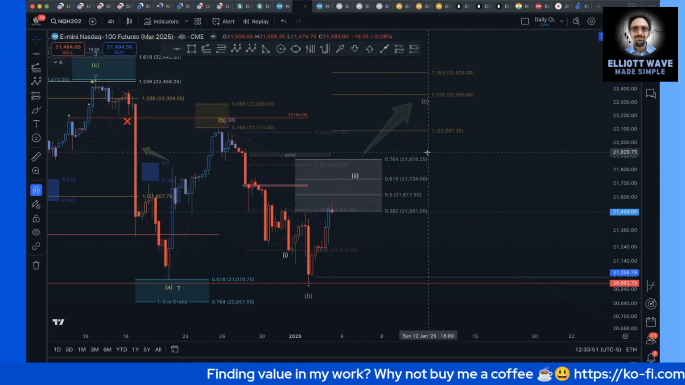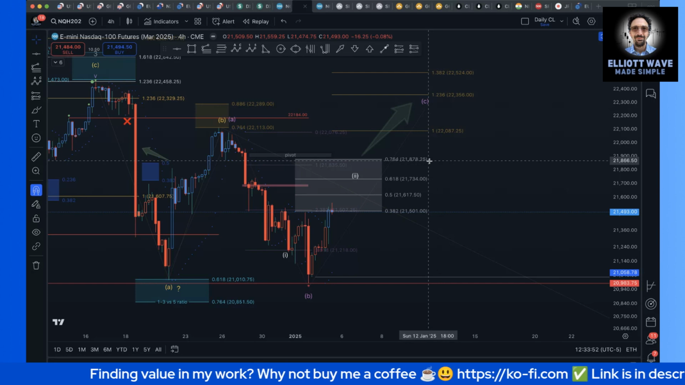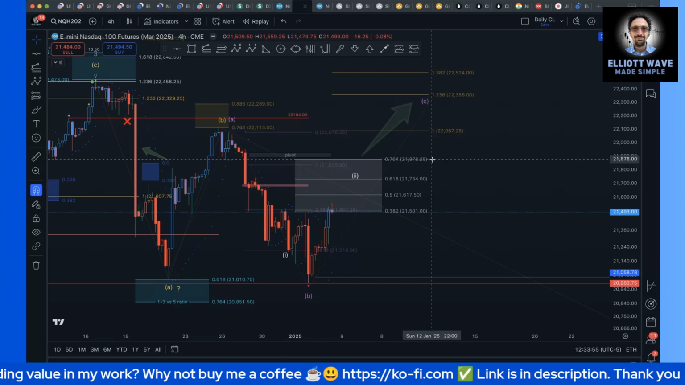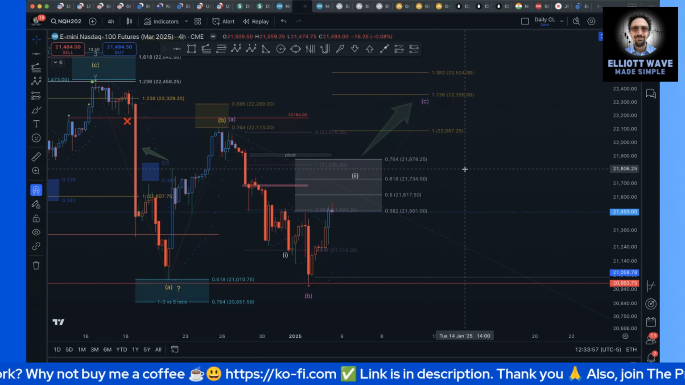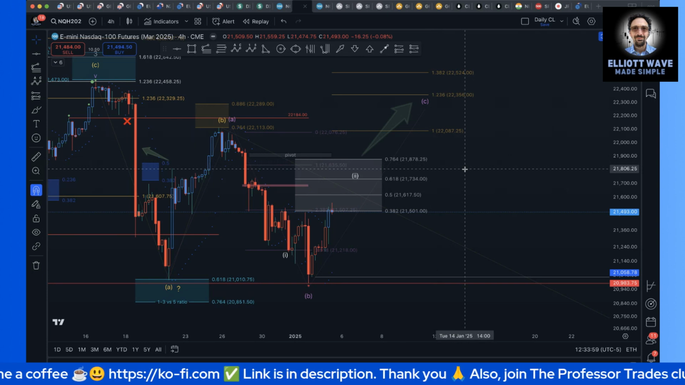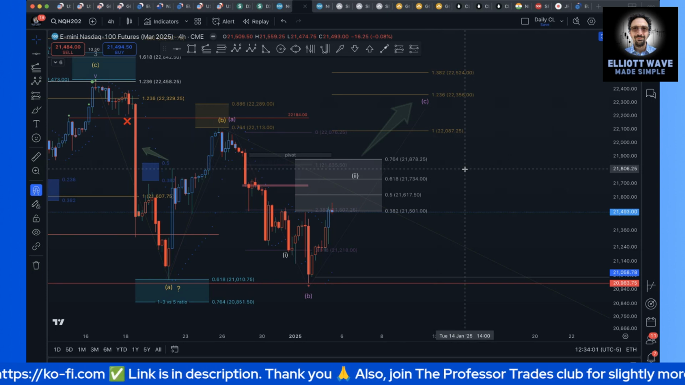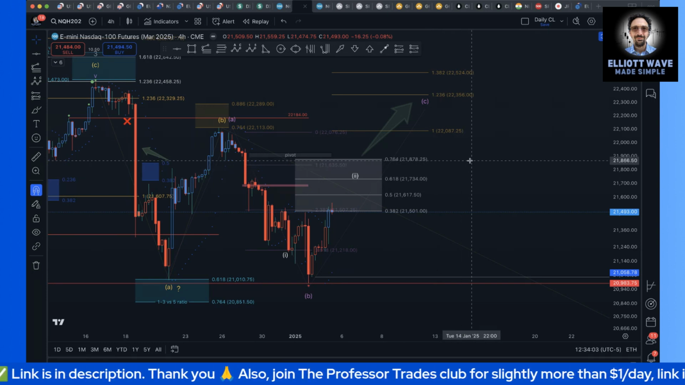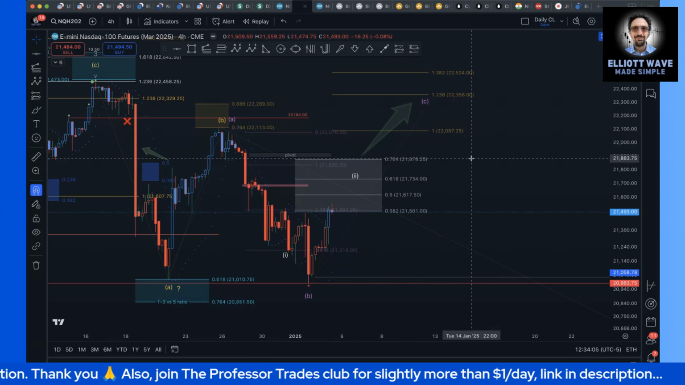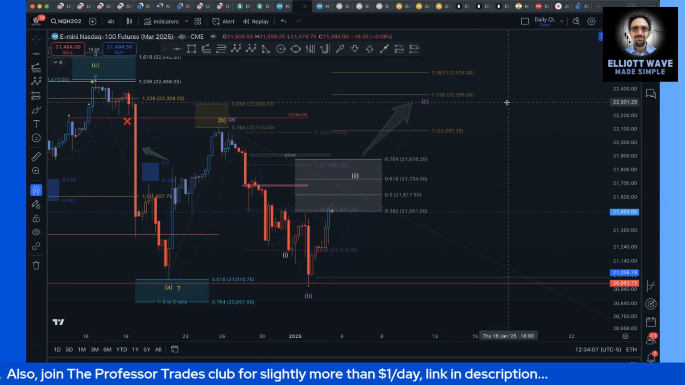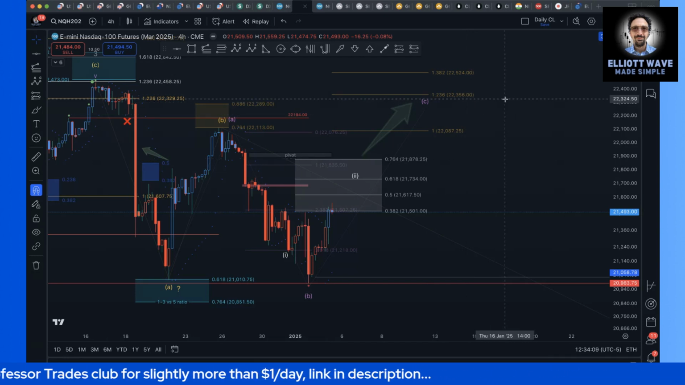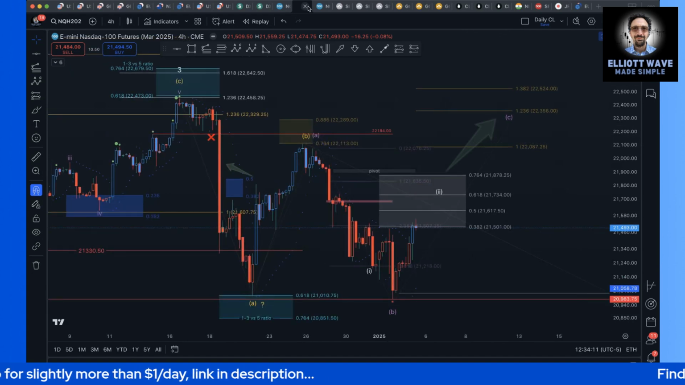The other parameter is 21,870, which is right here. By the way, this is the March futures contract for the Nasdaq CME data feed. And the next parameter above the 21,870 is, just call it 22,300 to 22,350. That's the Nasdaq.